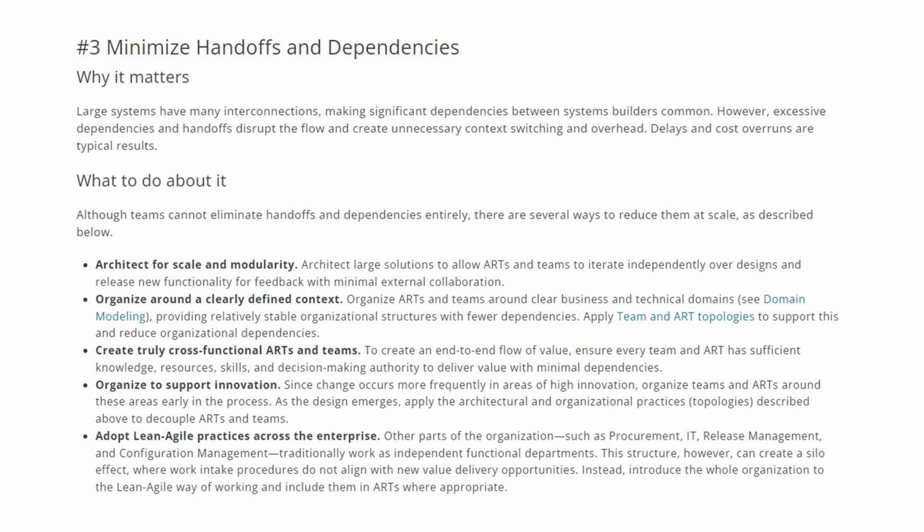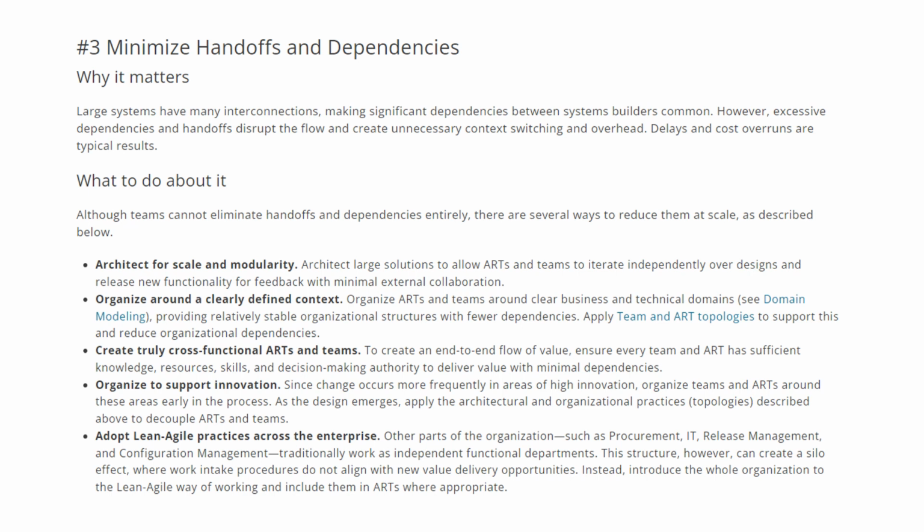What do I do about it as a change leader or a value stream manager? Although teams cannot eliminate handoffs and dependencies in their entirety, there are a number of ways you can reduce them at scale. We are going to discuss five options here. The first option is architect for scale and modularity.